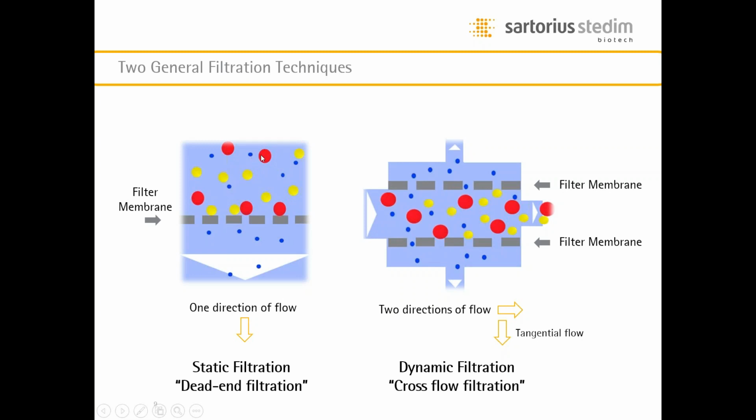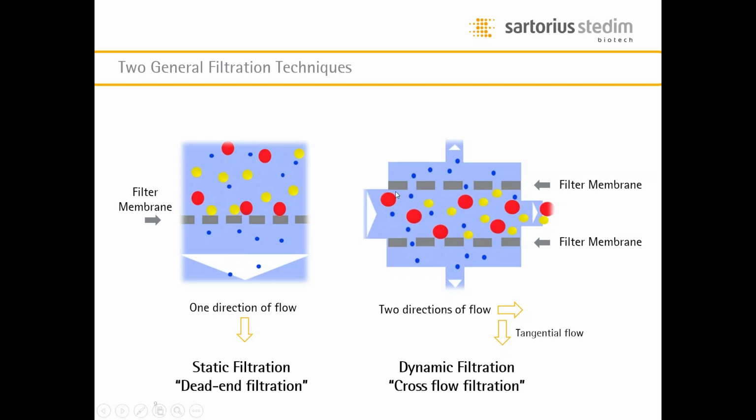Why is this? Because the liquid comes from above, penetrates the membrane, and is released at the downstream side of the membrane. The particles are retained by the membrane and laid down on the surface. This offers, of course, the risk, when you have a high particle burden, that the membrane gets more and more blocked the more liquid you filter.